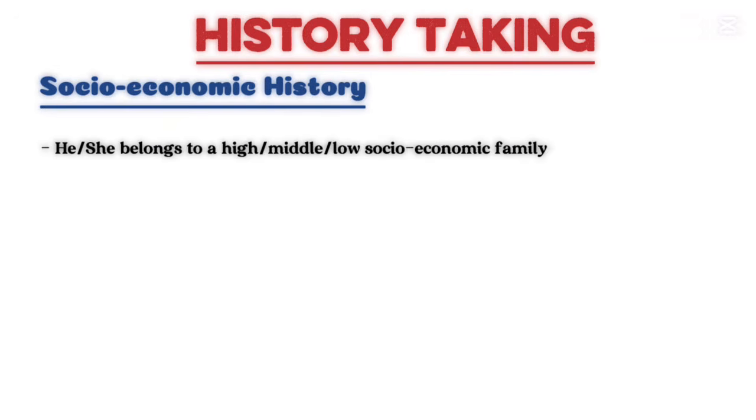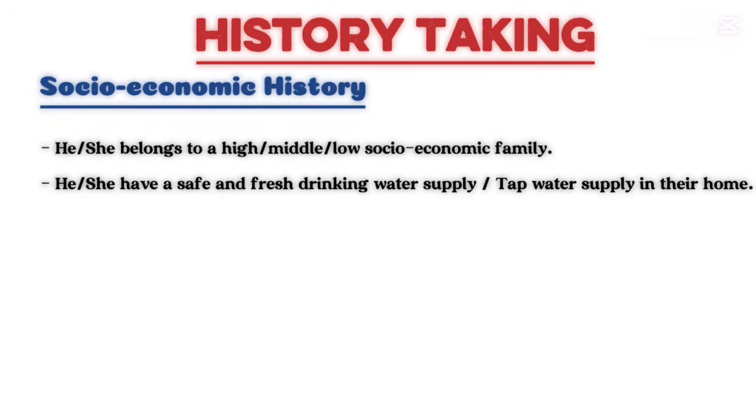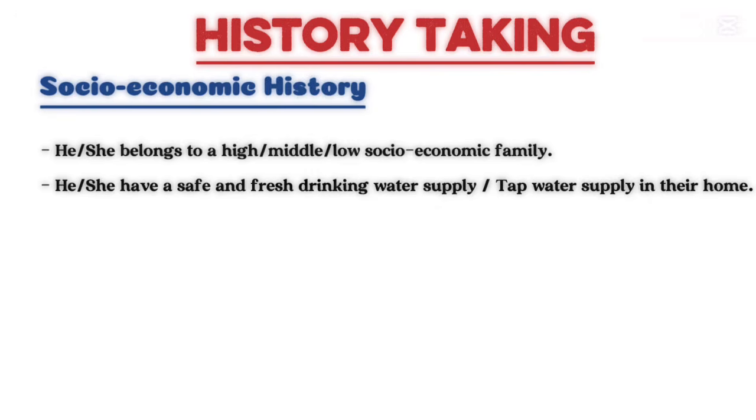So let's say if a patient belongs to a middle class family, then we can write he or she belongs to a middle socioeconomic family. If they have a safe and fresh drinking water supply in their house, then we can write he or she has a safe and fresh drinking water supply in their home. And it is important to mention these points because sometimes an unhygienic water supply in their home can be a reason behind various diseases like enteric fever, diarrhea, etc. And knowing the economic condition is important so that the doctor can prescribe affordable investigations and affordable prescriptions.